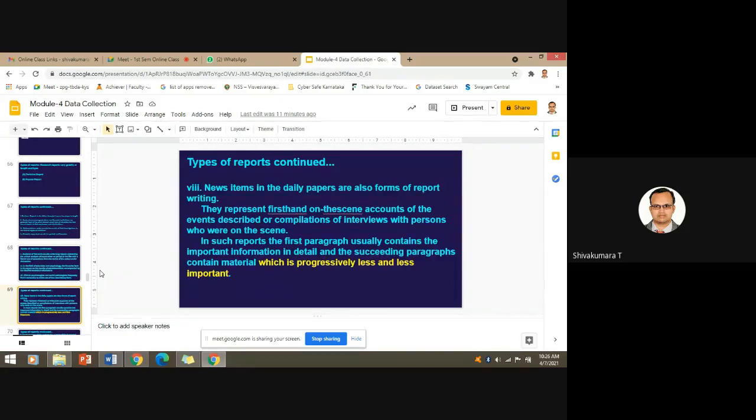Usually, for most of us, if we don't have time to read the entire content of the newspaper, what are we going to read? Headlines, highlights of the newspapers. So highlights are usually the most important points. If you read that first, that is called first hand on the scene. Usually, gradually, the rest is given.